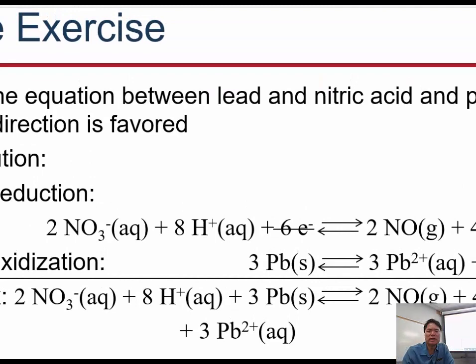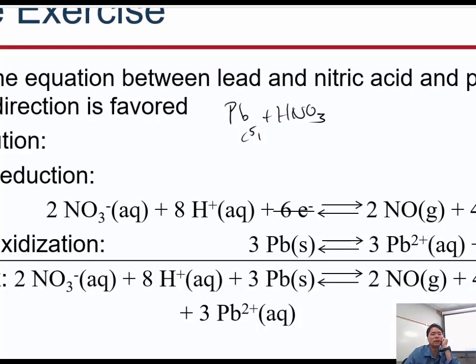Write the equation between lead and nitric acid and predict which direction is favored. So lead and nitric acid is like this. The first step is what we do is we inventory it. And so let me do this from the beginning, the lead and nitric acid. This is not going to be a double replacement type reaction. When we have oxidizing acids, we have to use what we call the chart method.